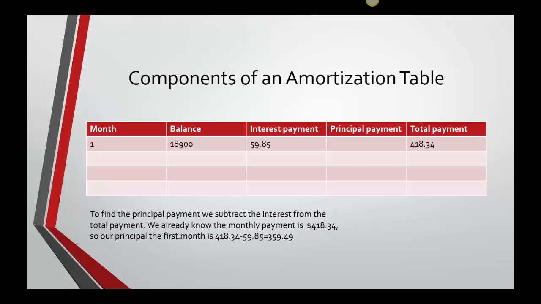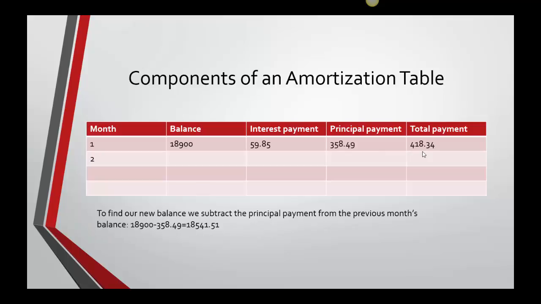The interest in the first month was $59.85. So when I subtract those two, it says $359.49 went toward the principal. Every payment will be the same, $418.34, but the interest and principal will be different every month. Okay, so let's write that in.